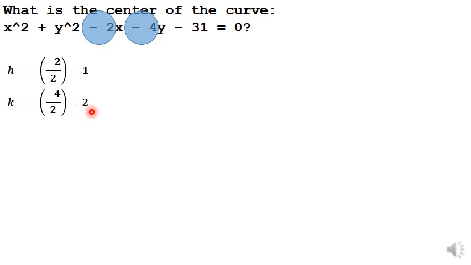Now, if you wish to determine the radius of the circle, we use this formula: the square root of c plus h squared plus k squared. Our c in this case must be moved to the right side, because that was our formula for c, and it is 31. So we have 31 plus h squared, where h is 1 squared, plus k squared, where k is 2 squared. So we have r equal to 6.